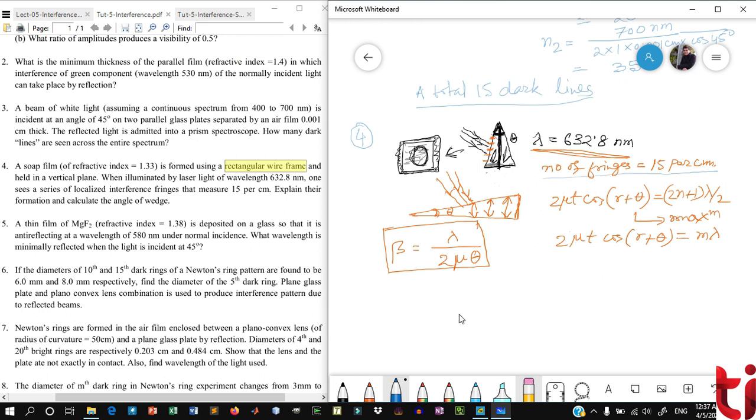It says fringe width beta would be 1/15 centimeter. Then from here, theta is equal to, and this would give, so that turns out to be 3.56 into 10 to the power minus 4 radians. So this is our result.